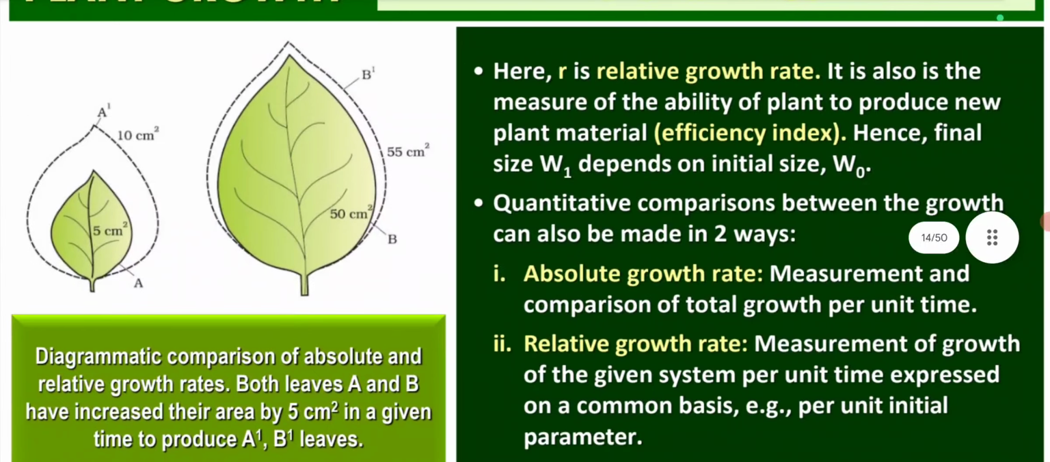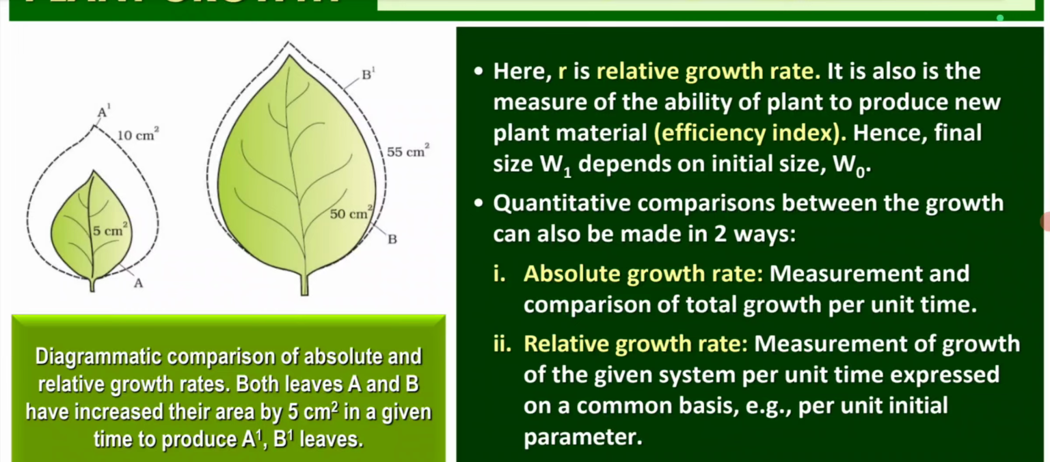Next, here r is relative growth rate. It is also the measure of the ability of a plant to produce new plant material, an efficiency index. Hence, final size W1 depends on initial size W0.